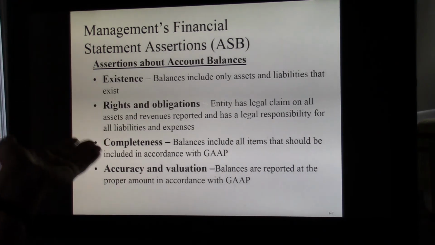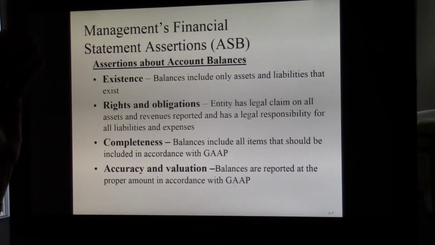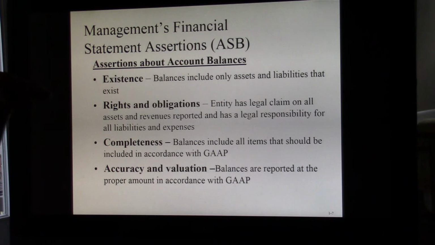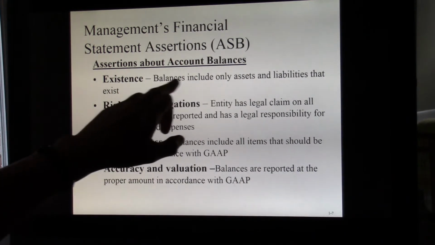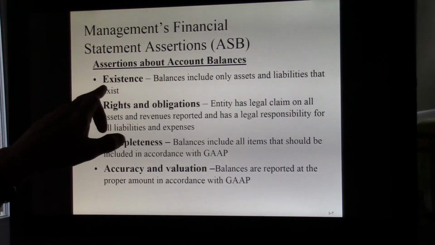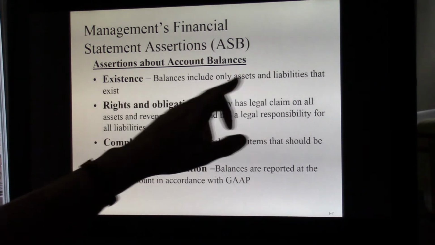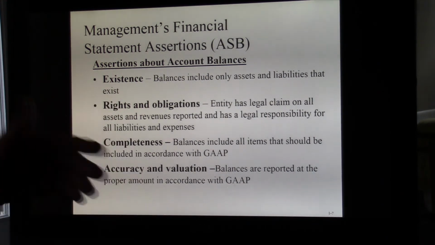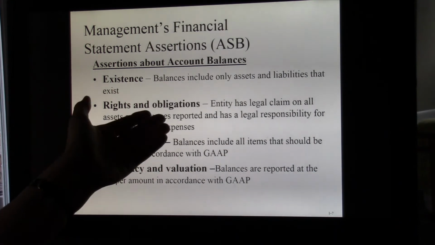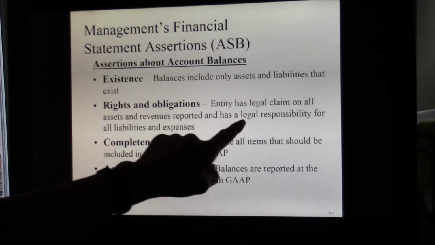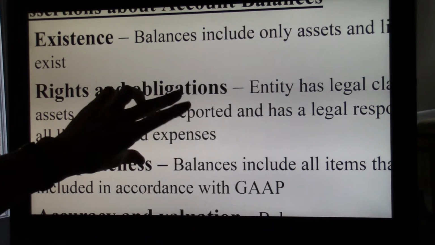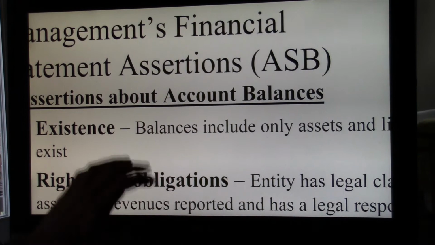If you're testing balances, so I'm looking at the balance sheet and testing the cash balance and the inventory balance, I need to test for existence. Balances include only assets and liabilities that exist. So there really is cash there. There really is land there. Rights: you own it, or if it's a liability, you owe it and have the legal responsibility for it. If somebody's committing fraud, you might not have the legal responsibility for it.